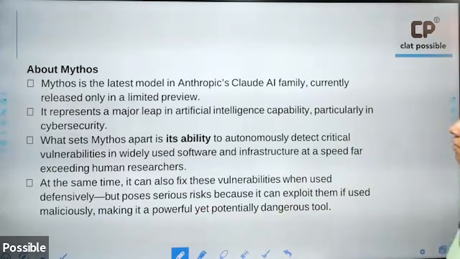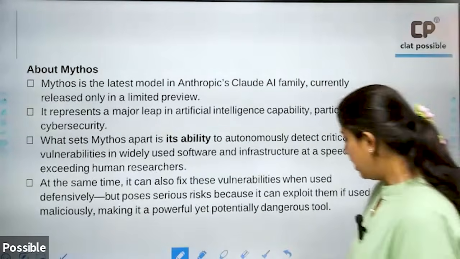So it is the latest model of Anthropic's Claude AI family, and represents a major leap in artificial intelligence. It can autonomously detect critical vulnerabilities in widely used software and infrastructure at a speed far exceeding human researchers.